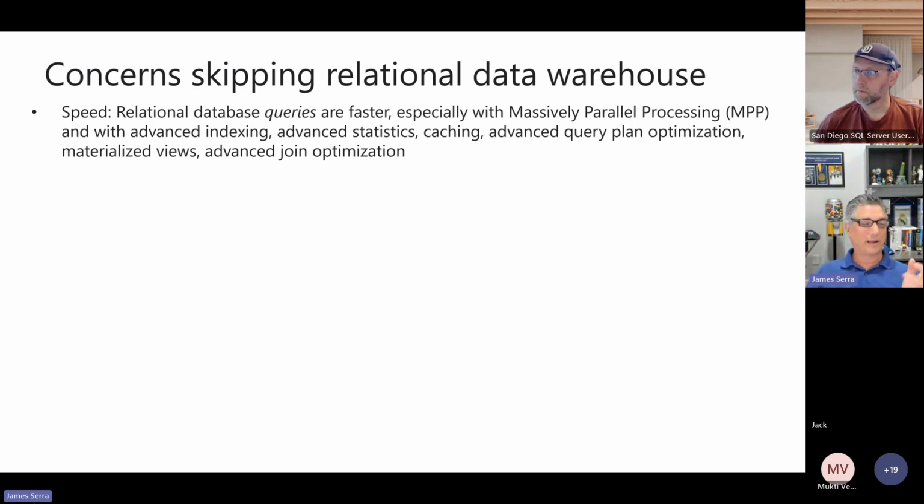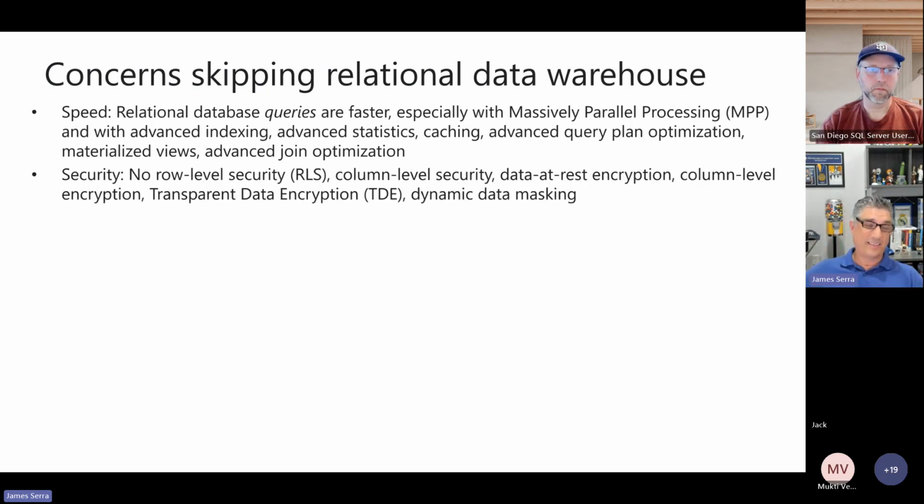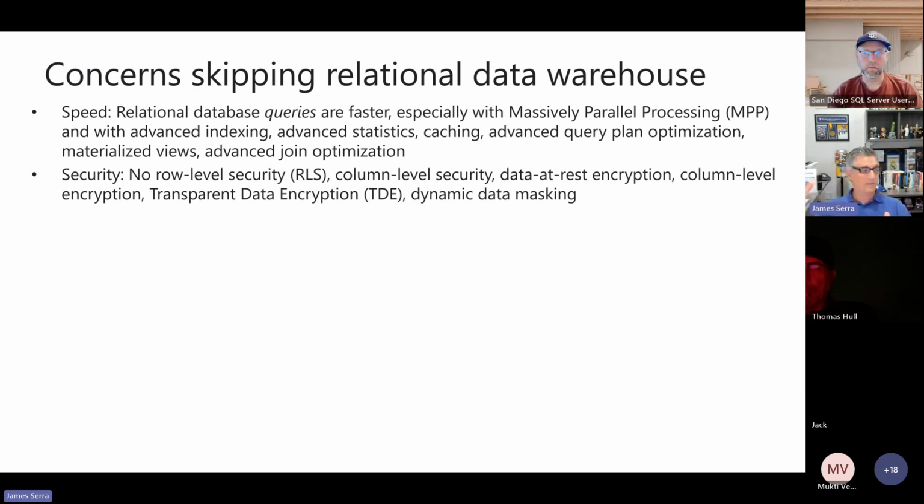Or there are workarounds. Like I can say, well, if I need millisecond response time, I'm just going to pull that data into Power BI, import it, and I get that millisecond response time. So there are a lot of workarounds for some of these concerns. Again, there's no row-level security, column-level security, and whatnot within a Delta Lake. So if that's going to be a problem, then the answer could be that you don't have to put everything in a relational data warehouse.